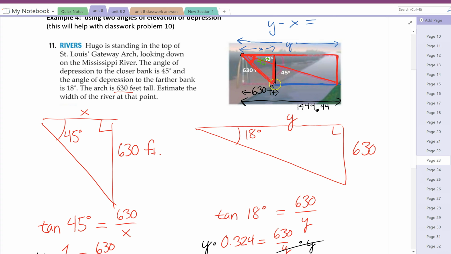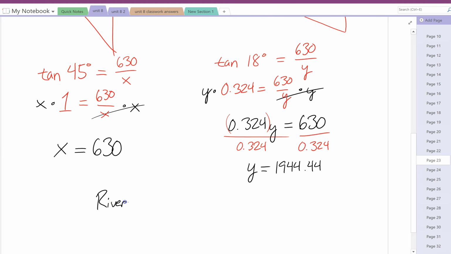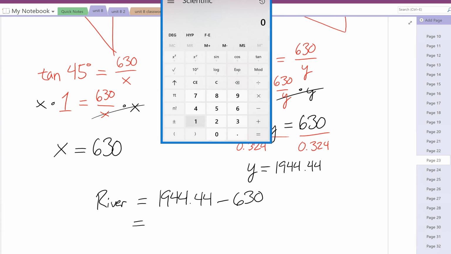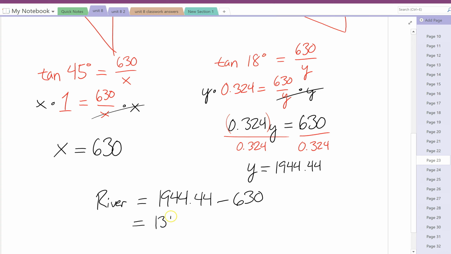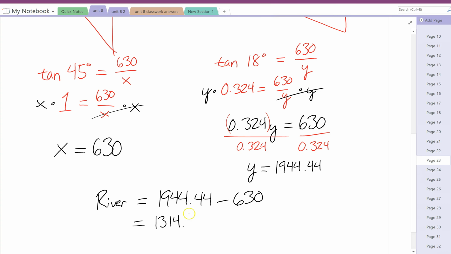So if I want to know just this part, just in between here and here, I have to take Y and subtract X from it. Right? That's going to leave me with just the width of the river. So the river equals Y, which is 1944.44, minus 630. 1,314. I don't think I quite did that right. .44 feet. That's the width of the river.